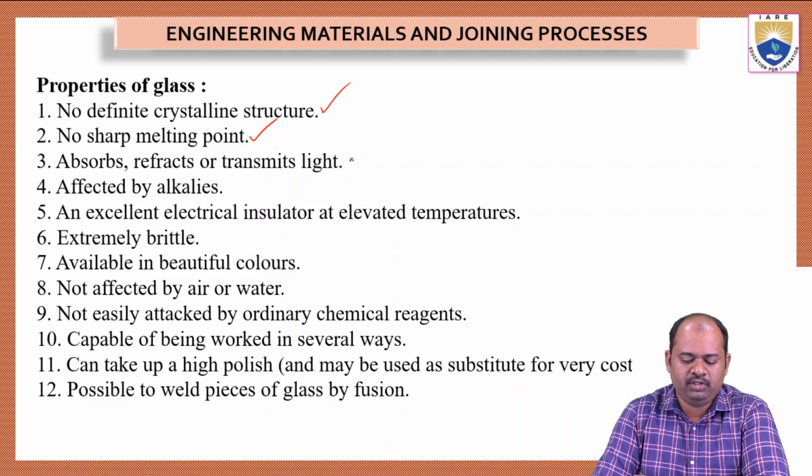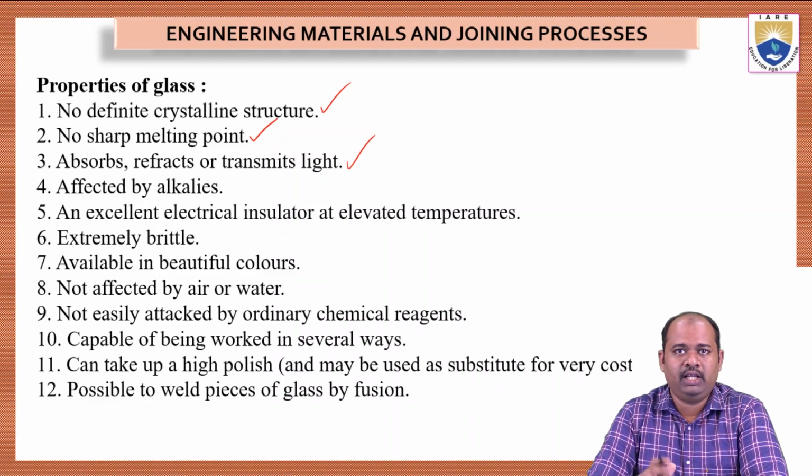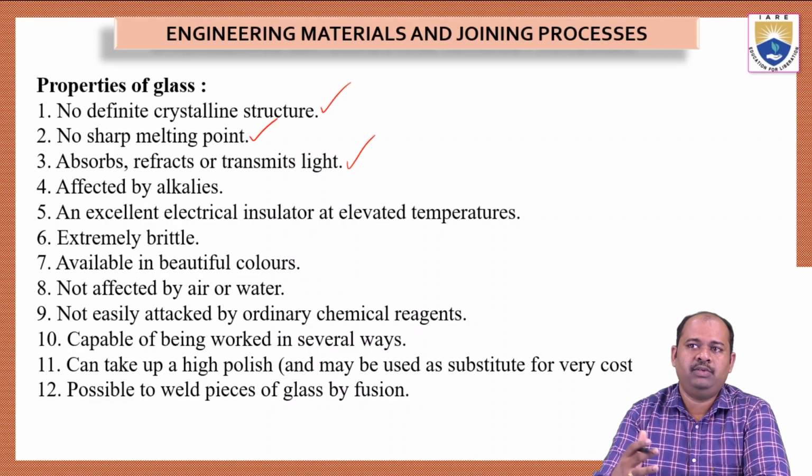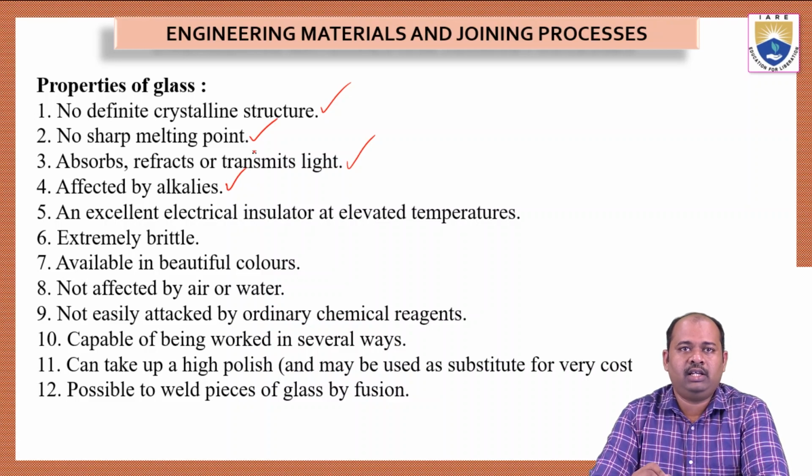The third one is that it absorbs, refracts or transmits light. It can do all 3 things. It can refract, reflect, absorb, and transmit light in the required manner. And then it can be affected by alkalis. By adding some kind of alkalis, we can clean the glasses or we can easily break the glasses. It is an excellent electrical insulator at elevated temperature. This is a very good property of glass. When it is heated, it can be used as an insulator for electricity. It is extremely brittle. We all know this.